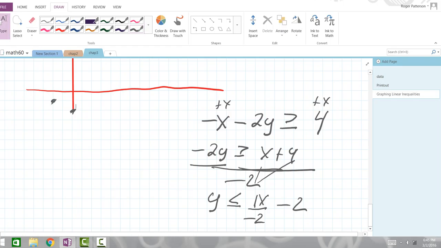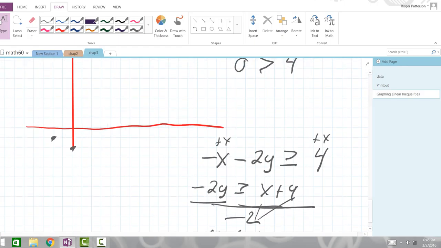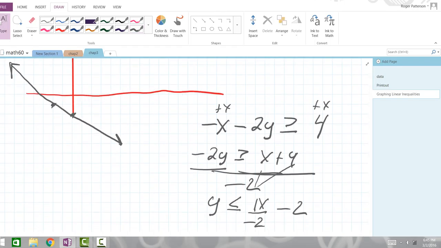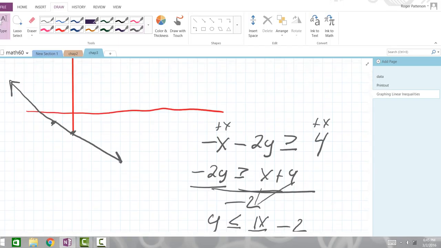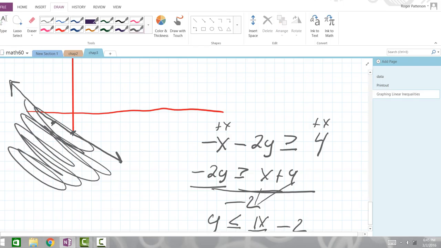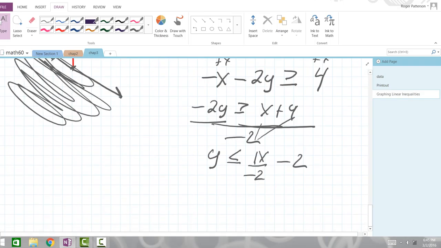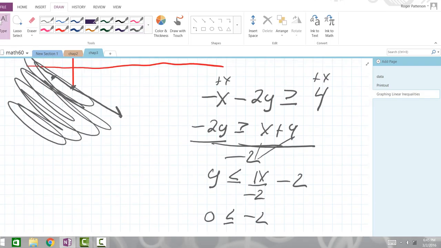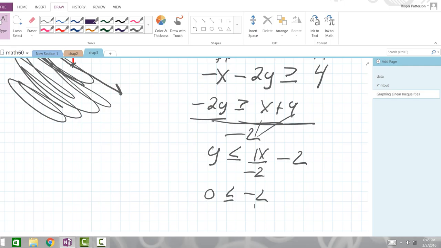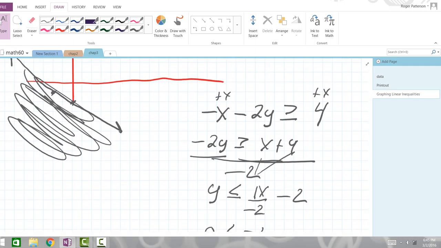Solid line or dashed line? Okay. This time I'm going to go backwards with it. Y is less than, so would I shade above or below the line? Okay, again, if I pick 0, 0 to put in my checkpoint, I'm going to get that. Is 0 less than or equal to negative 2? No. So, see, it just backs it up.